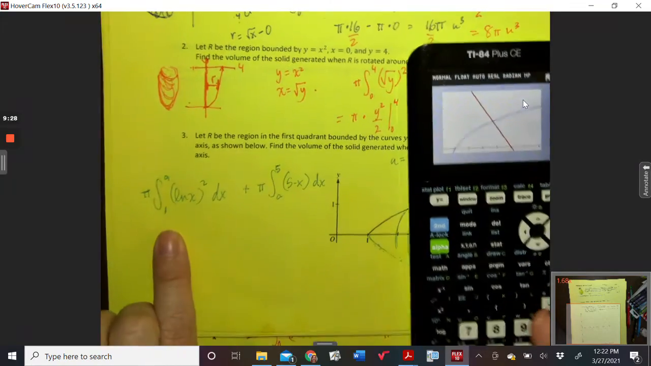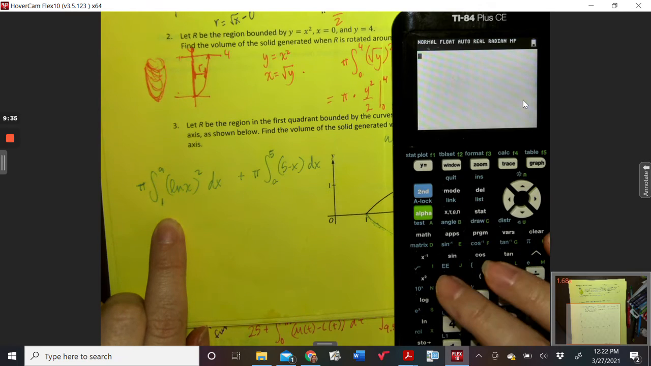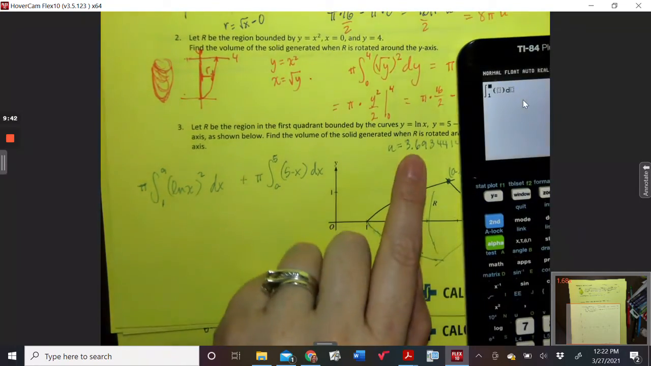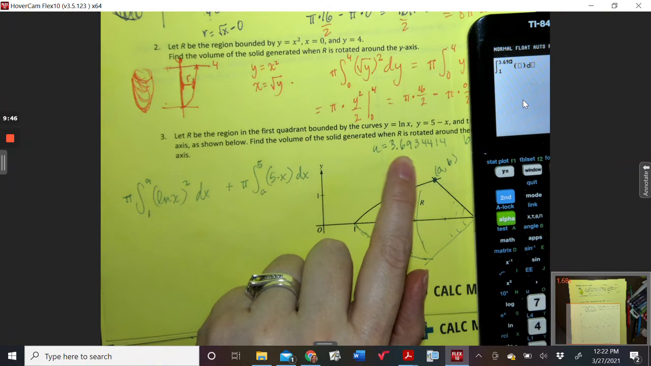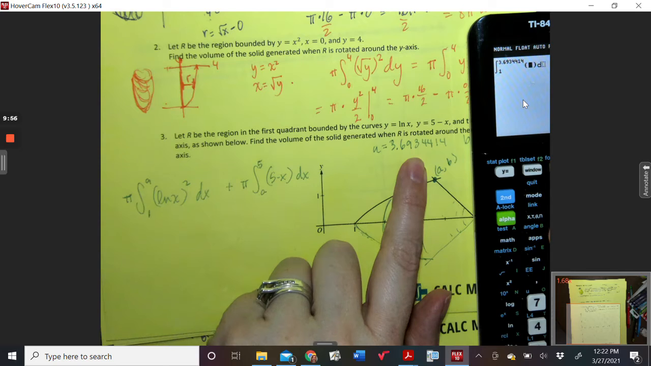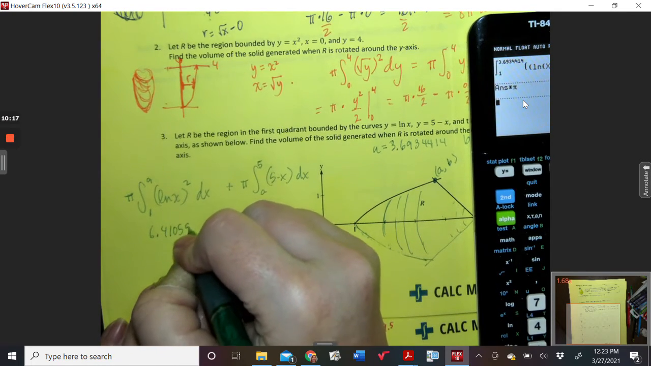So let's go ahead and let our calculator do the rest of the work for us. Second, quit. We're going to do math 9, our favorite new thing, from 1 to A. And A is this number, 0.693441, of (ln x) squared dx times pi, which is 6.4105593.